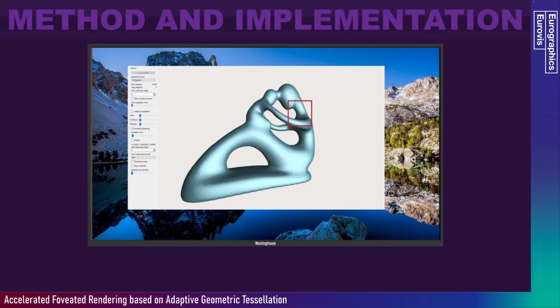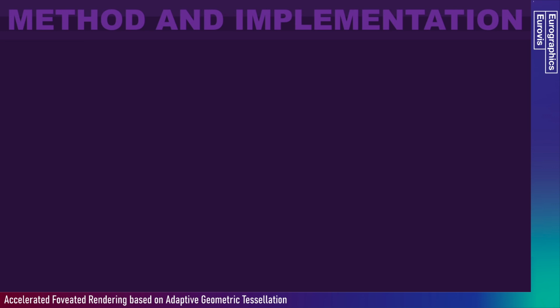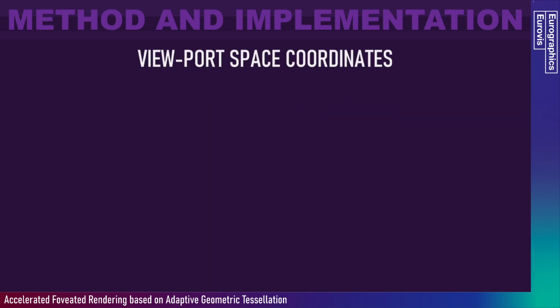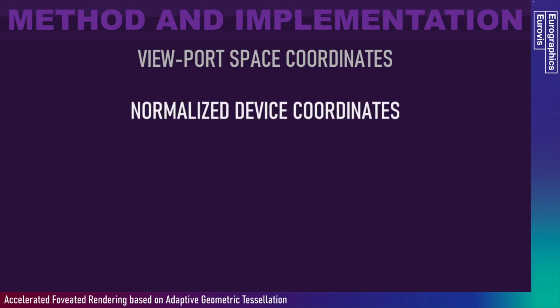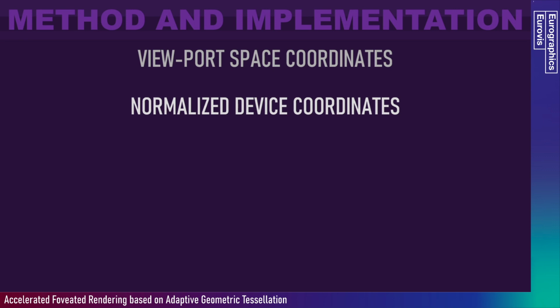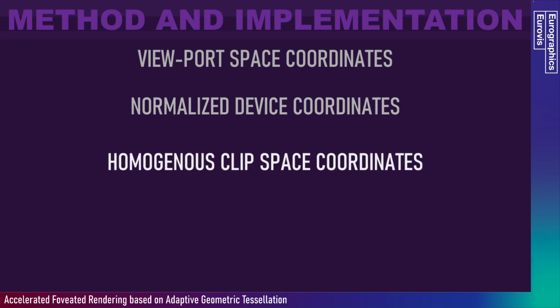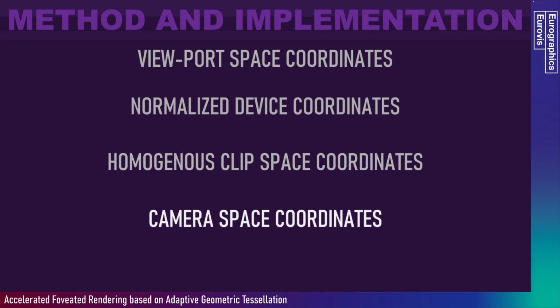The following section will explain the method and implementation. We are using the cursor location as a substitute for the gaze location. As the cursor moves around the display, we process its coordinates. The cursor gives us the viewport space coordinates. They are then transformed into the normalized device coordinates. Further transformation occurs to the homogeneous clip space coordinates and then the camera space coordinates.